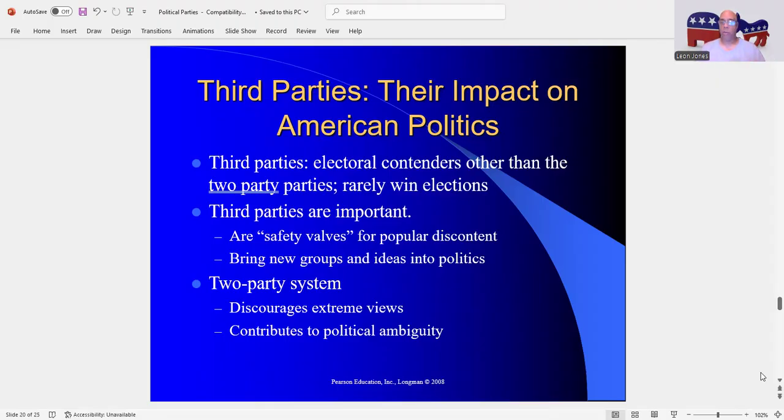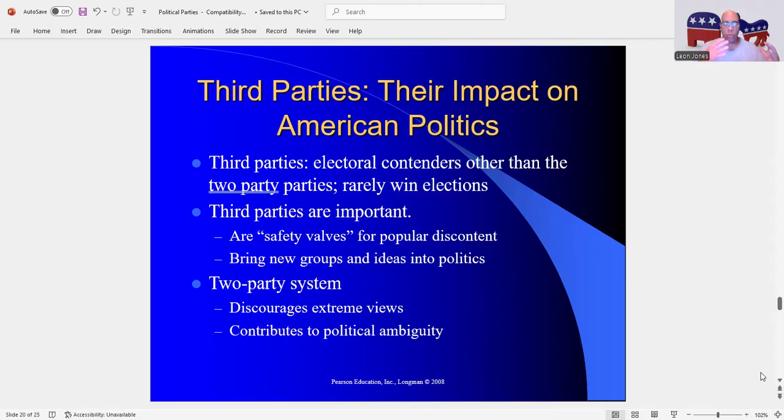Tell you why. Well, if you go back to 1992, Ross Perot got 15% of the vote, which took some of the voting away from George Bush. That's why Clinton won. And again, this is why third parties are important, because they are safety valves for popular discontent. They also bring new groups and ideas into politics.